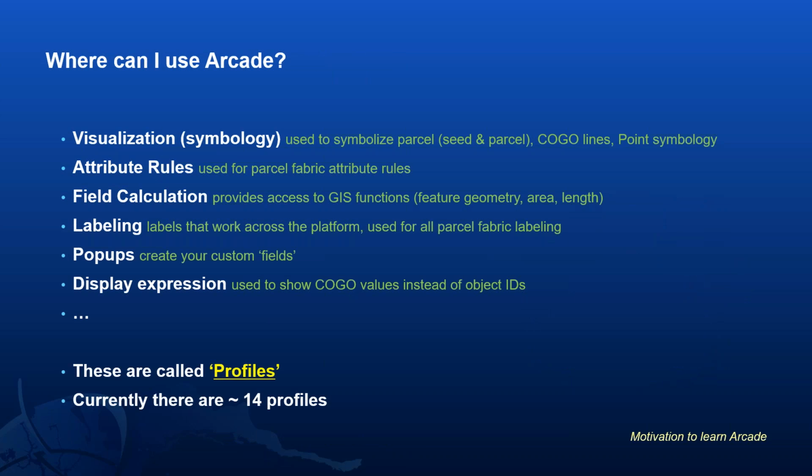Where can I use Arcade? So there's many areas in the software today that use Arcade as an expression language. One of them, and we'll see some of those today, is visualization, the Symbology pane. And we use it in the Parcel Fabric already. If you look in the Symbology for parcels, you'll see that there's a seed and a parcel symbology, there's Kogo lines, there's point symbology. They all rely on Arcade expression. We use them for attribute rules. Some of those attribute rules are already implemented as part of creating a new Parcel Fabric. Some can be imported in as attribute rules.